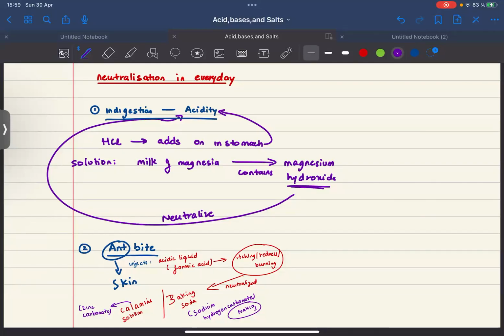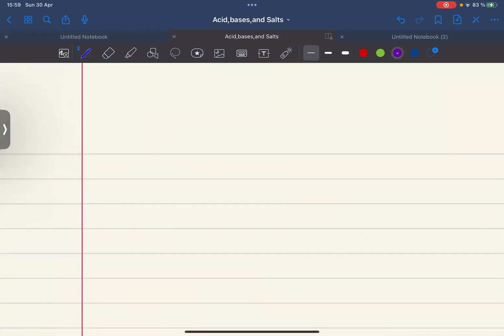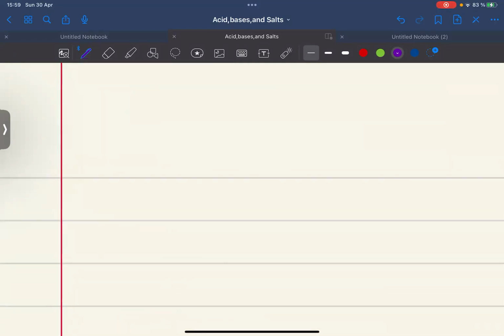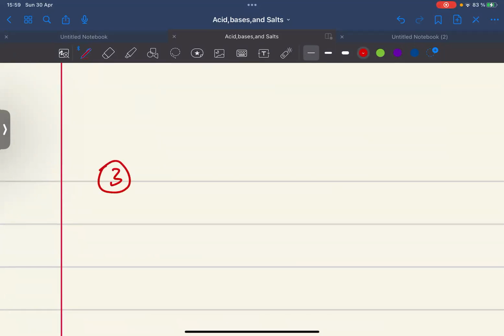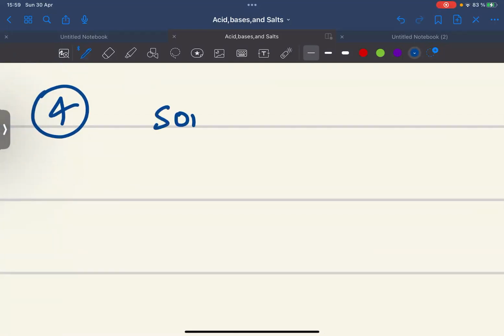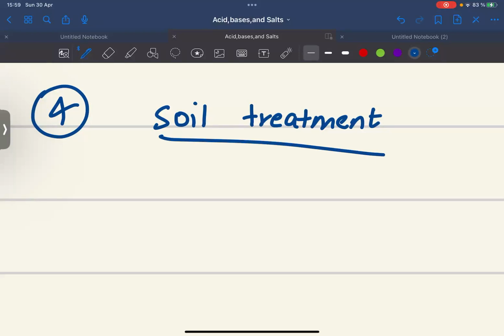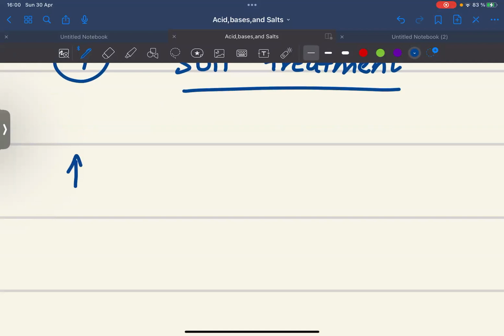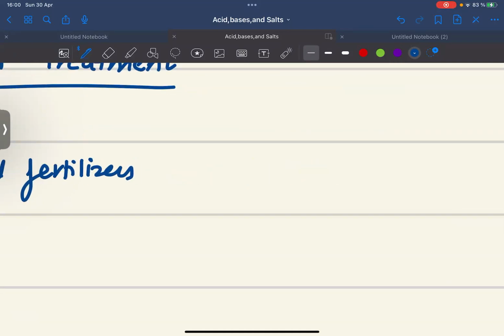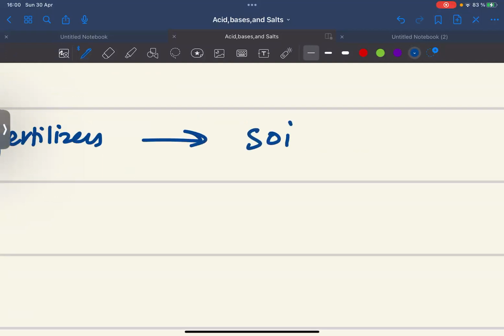So another situation of neutralization is in soil treatment. So you need a proper soil acidity level in order for it to be treated. Excessive use of chemical fertilizers will make the soil acidic. Plants do not grow well when the soil is too acidic or too basic.